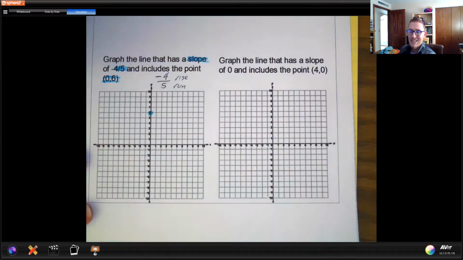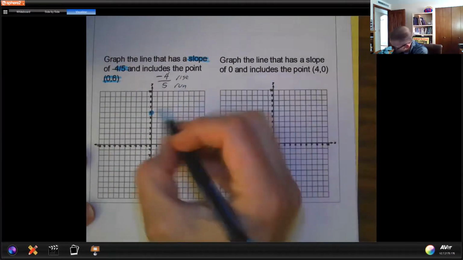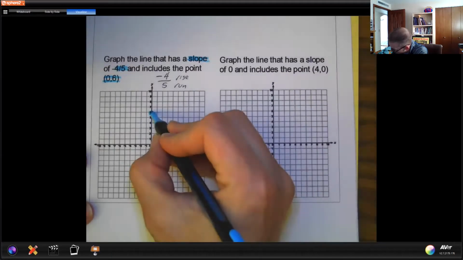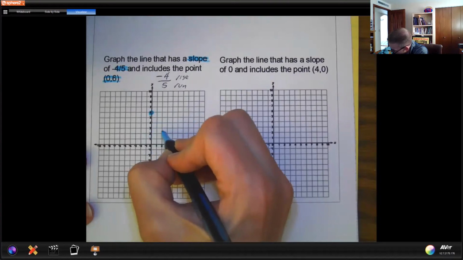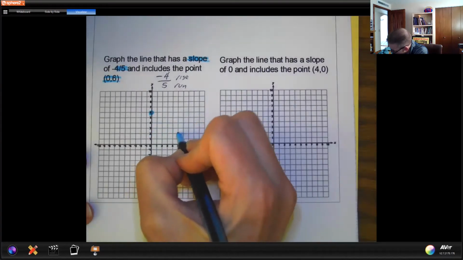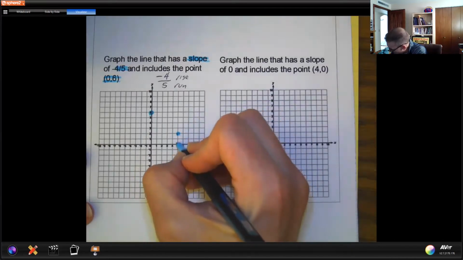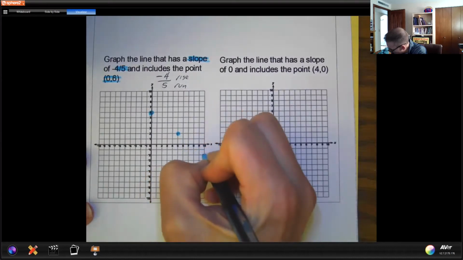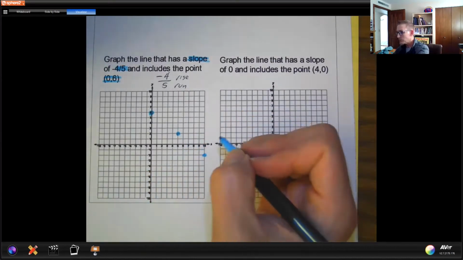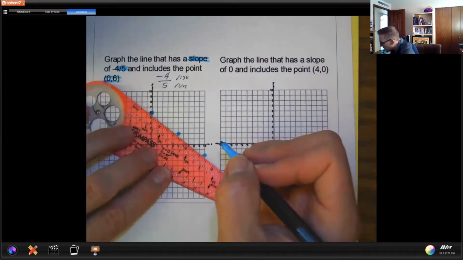If my rise is -4, now my elevator goes down. So from this point, I'm going to go down 4 floors. 1, 2, 3, 4. And then I'm going to run to the right 5 times. 1, 2, 3, 4, 5. We're going to do it again. Down 4. 1, 2, 3, 4. Run 5. 1, 2, 3, 4, 5. And now we're going to draw our line through those points.